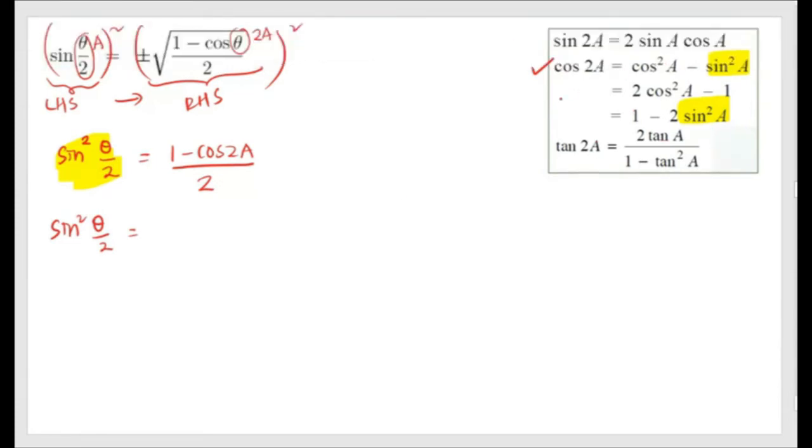It didn't mention cos square, right? You don't want cos square. You want sine square only, right? So the third one is the most suitable. So I have to use this one: cos 2a equal to 1 minus 2 sine square a.